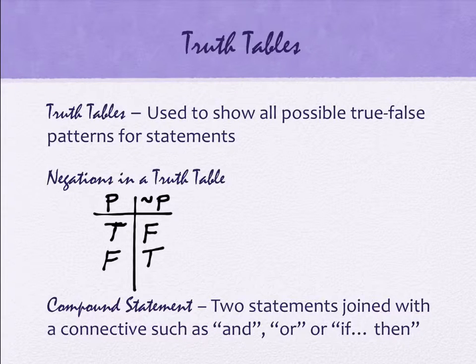All right, compound statements are two statements that are joined with a connective. And there's lots of connectives. The three that we're going to take a look at and we're going to turn everything into are these three: and, or, and if then. Those are the three. Occasionally you'll see, like in your book, or somebody will use the word but as a connective.